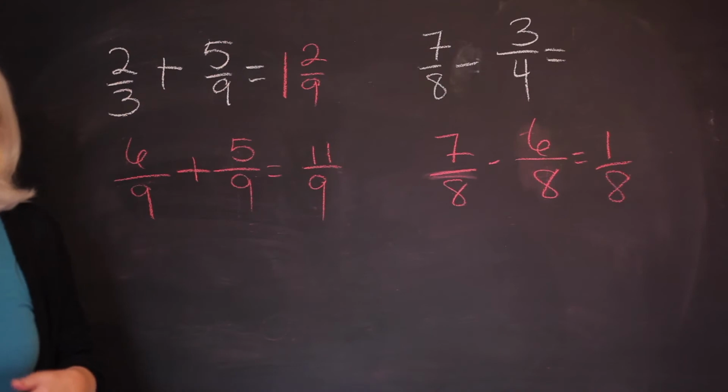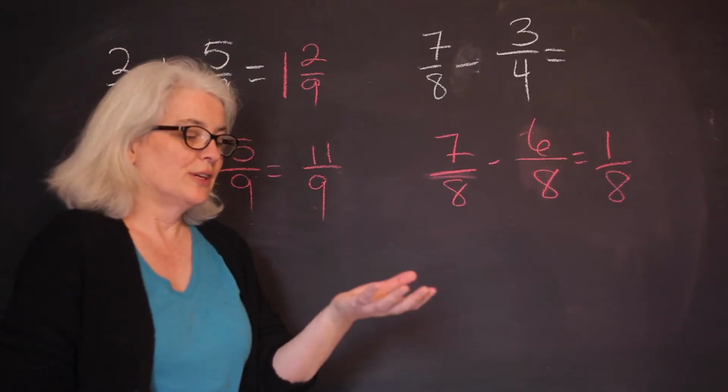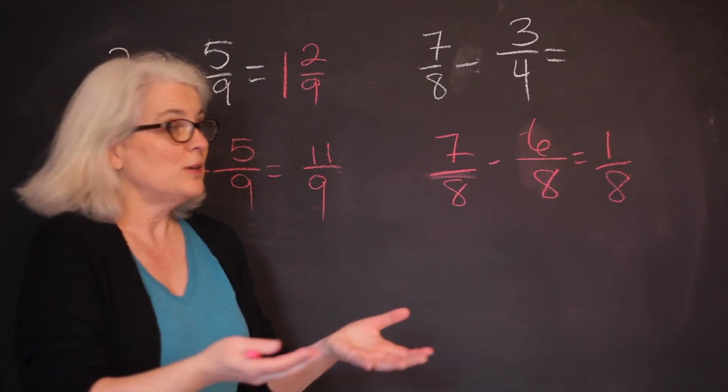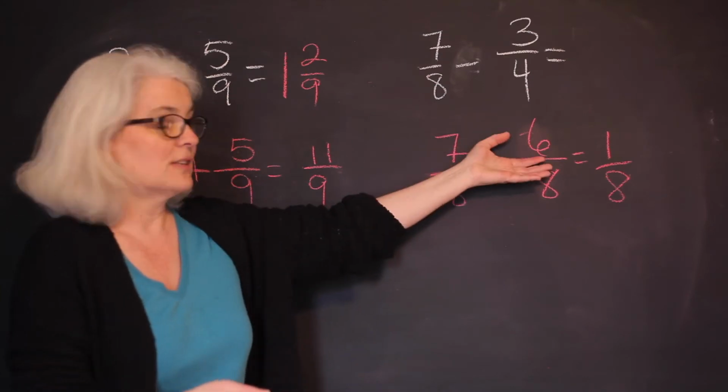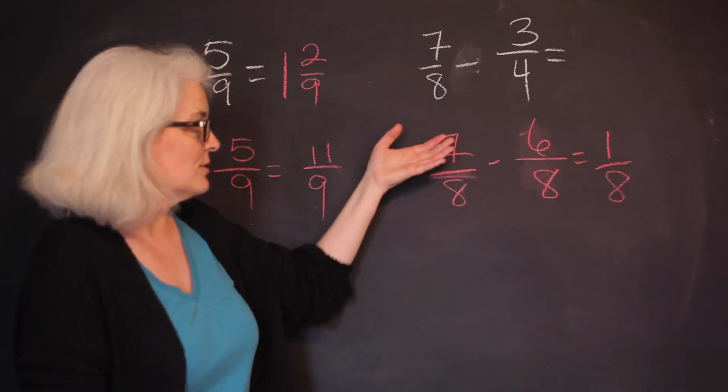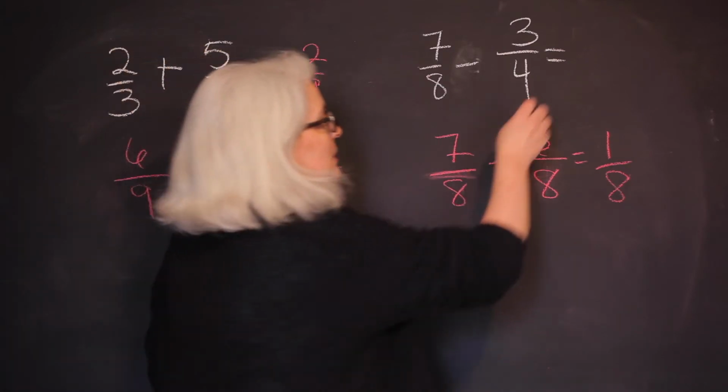Same thing. I have 7/8. Imagine you're holding a slice of pizza that's 1/8 of a pizza. Imagine I have 7 of them. I give 6 of them to someone else. I have 1 left. So 7/8 minus 6/8 gives me 1/8.